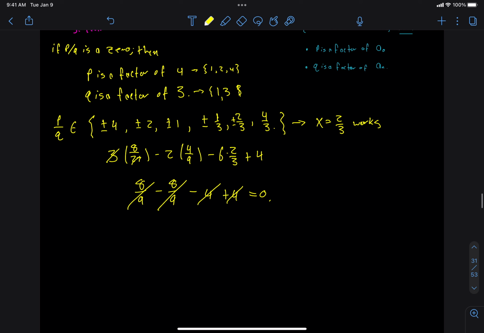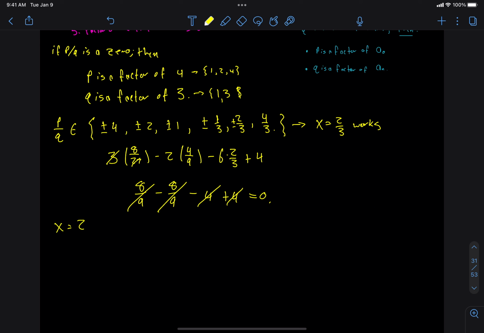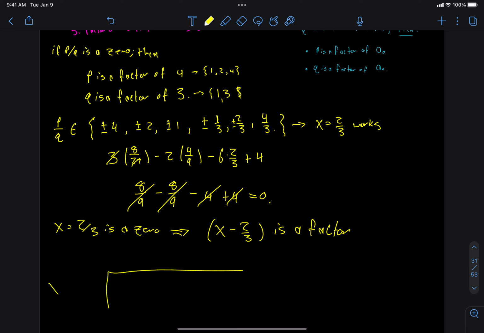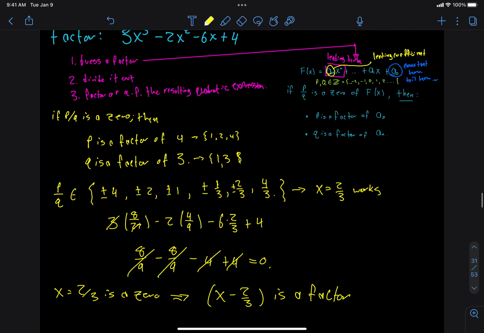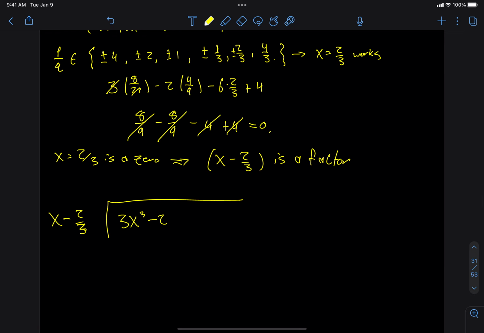If x equals 2/3 is a 0, that implies that x minus 2/3 is a factor, which means that when I divide x minus 2/3 out of 3x cubed minus 2x squared minus 6x plus 4, I know that since it's a factor, this is going to divide out nice and evenly, okay? Nice and evenly.